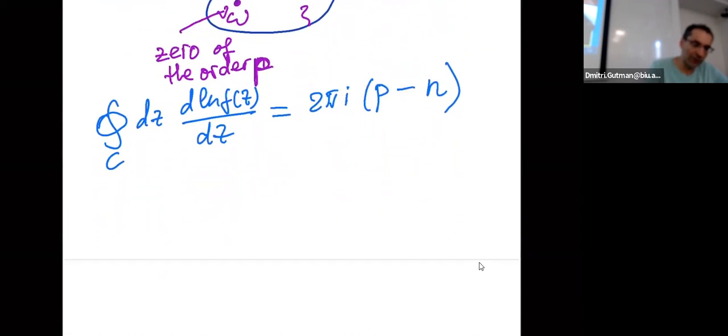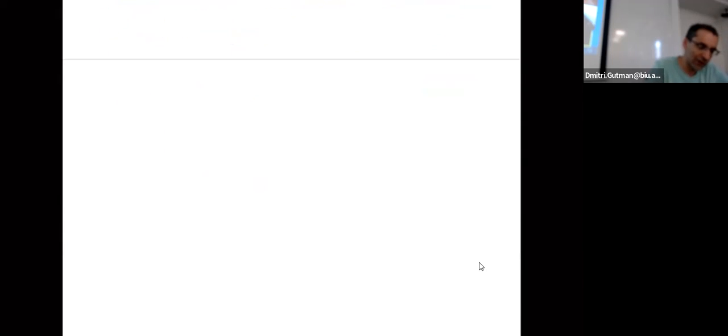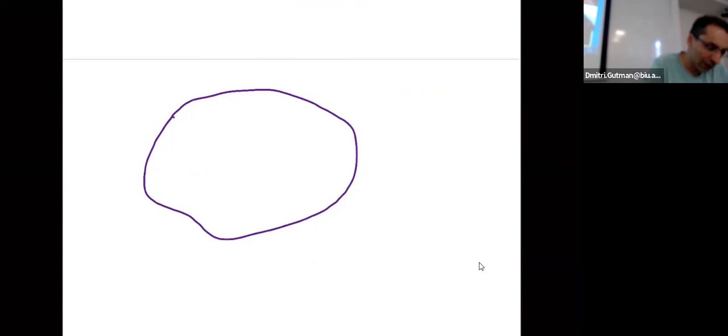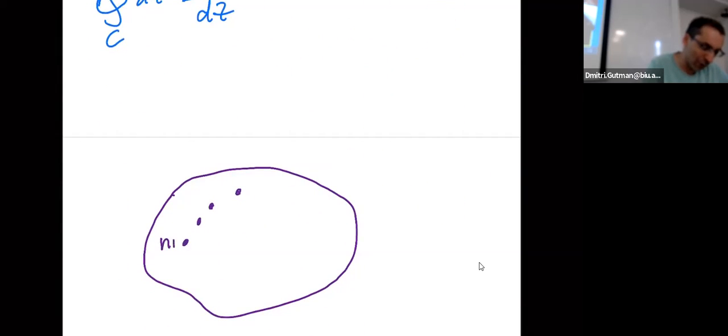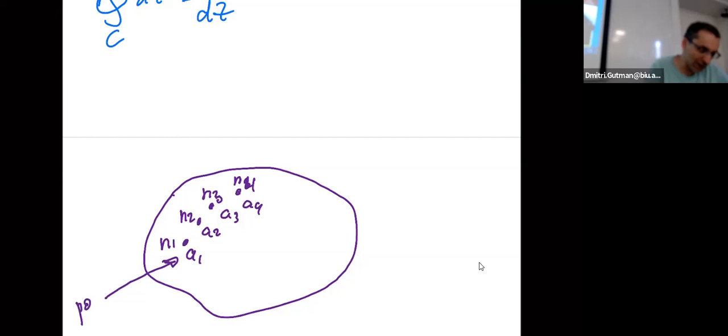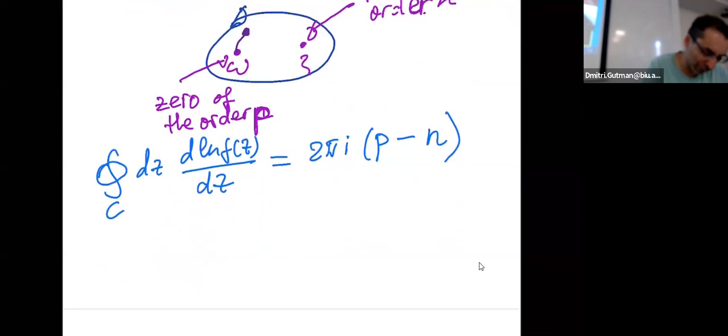Now imagine that we take this thing and generalize it further. So let's imagine that we have a function that has several points. We decided to call n what was a pole, just to be consistent, pole of the order n. So imagine we have a function that has several poles of different degrees. So these will be points a1, a2, a3, a4, and so on. These guys are poles.